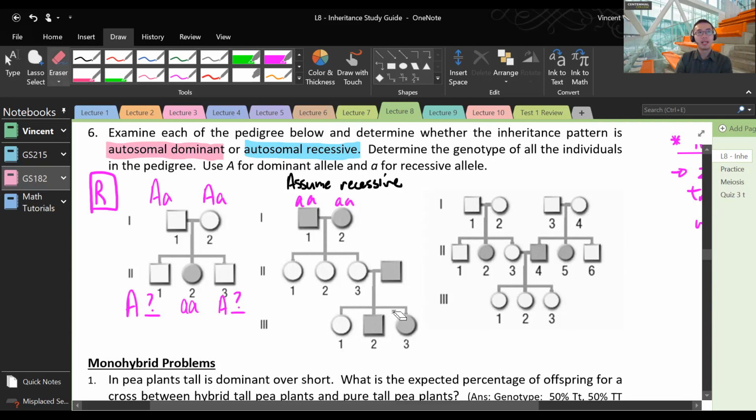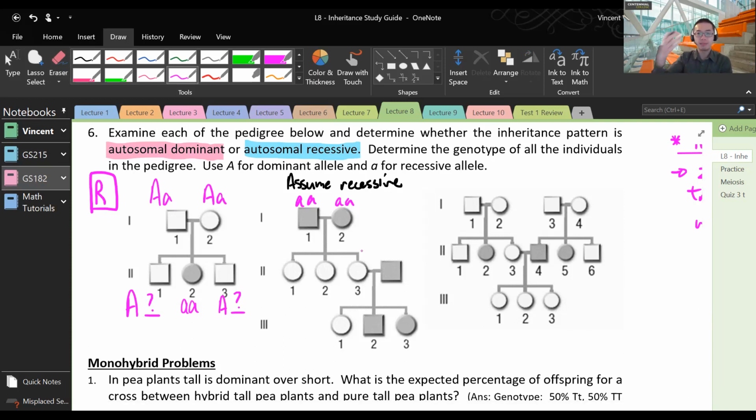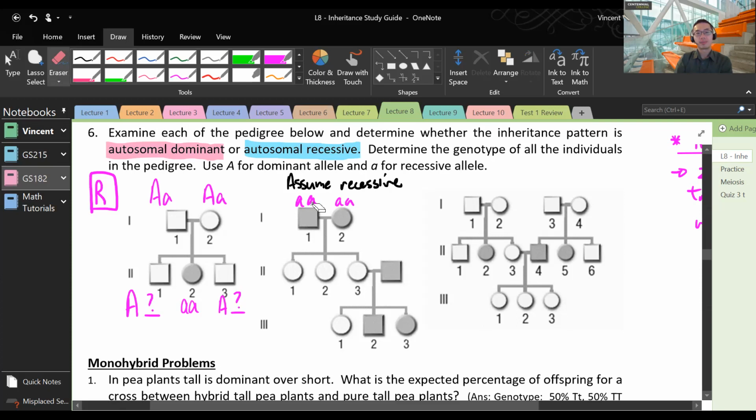That's also small a, small a, small a, small a, small a, small a. Basically, if a trait is recessive, in order for you to show that trait, to express that trait, you must be homozygous. Okay.